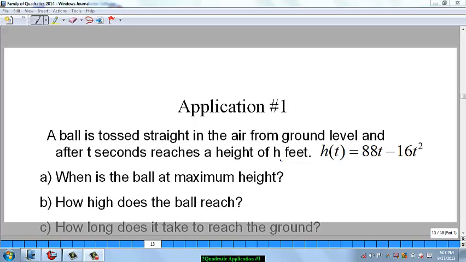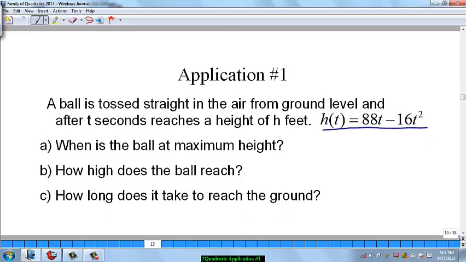Quadratic application number 1. A ball is tossed straight in the air from ground level and after t seconds reaches a height of h feet. And we're given this formula right here: H of t equals 88t minus 16t squared. Now we've got to answer all these questions about it.